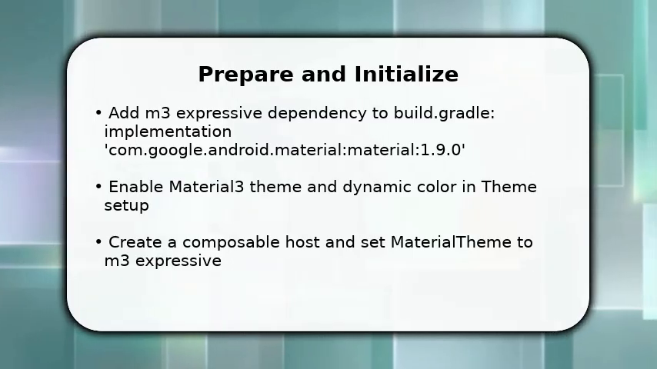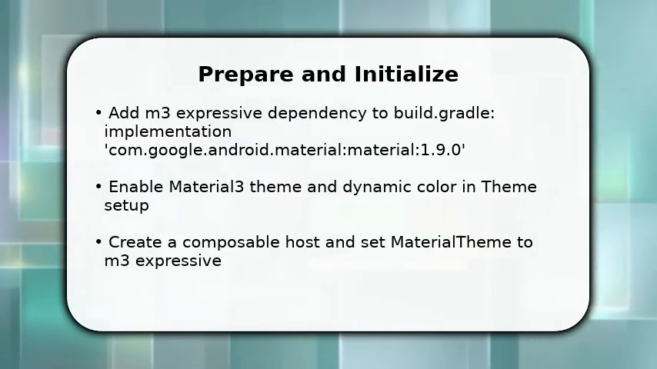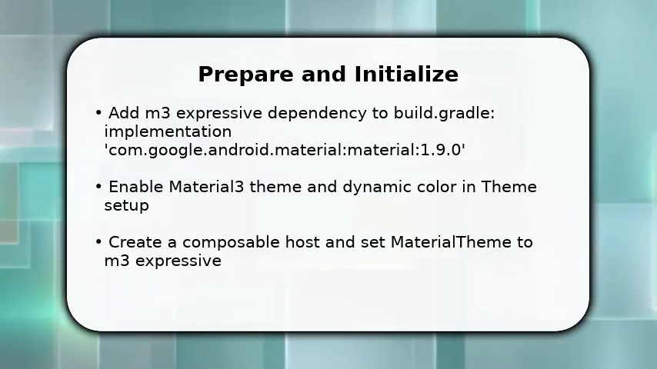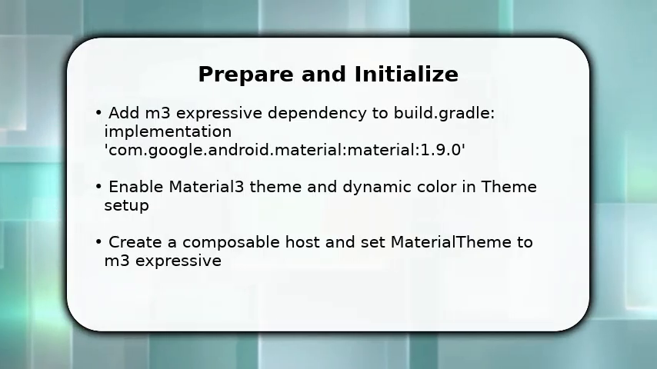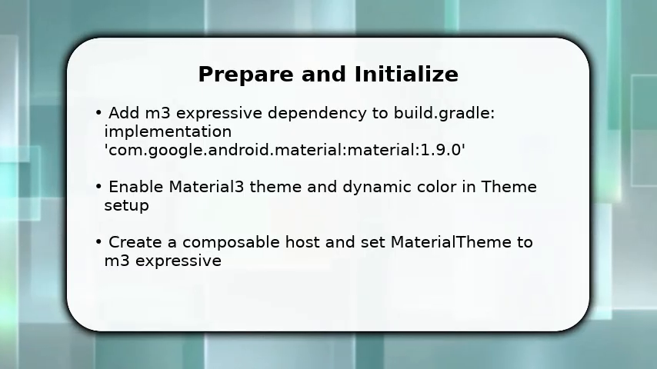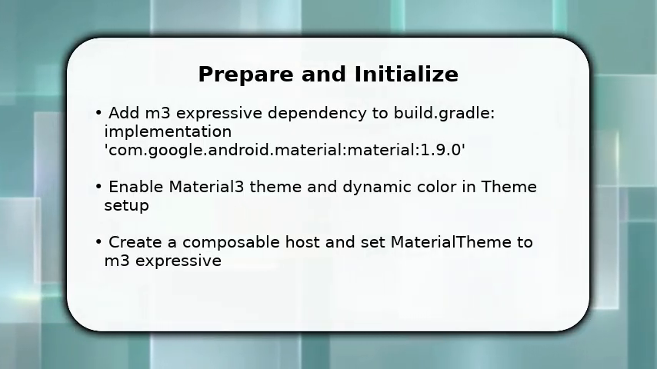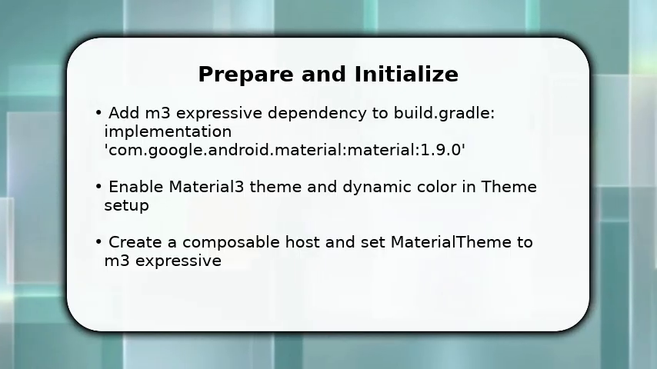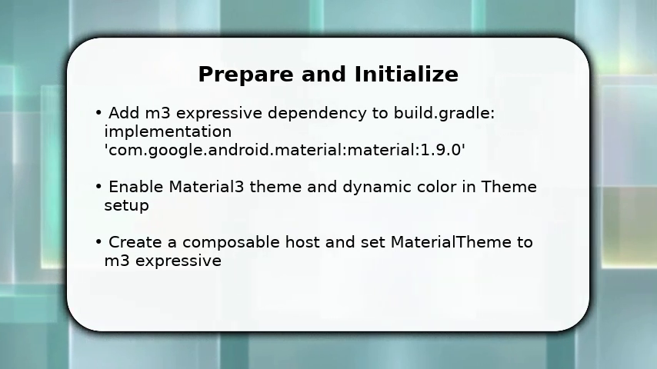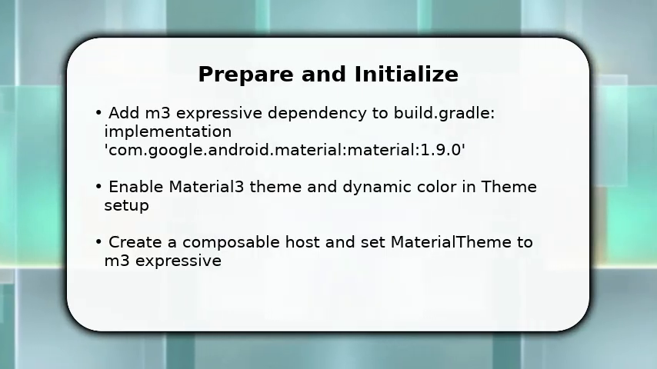You start by wiring the library into your app and creating the host composable. First, add the M3 Expressive dependency and enable Material 3 in your theme. Then, initialize a composable host that uses Material Theme for M3 Expressive components. Once done, create a simple scaffold and place a placeholder expressive widget. This confirms the theme and dependency are active. Make sure to use dynamic color when testing on Android 12 Plus, and verify the preview reflects M3 Expressive styling.